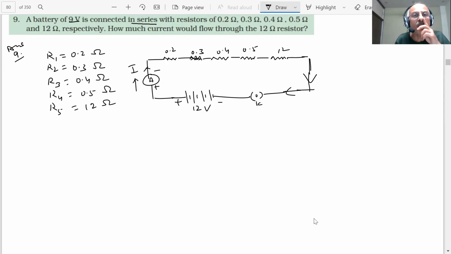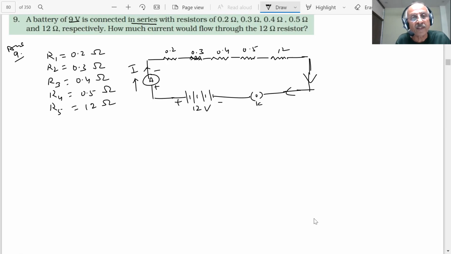So what is happening, student? How much current would flow through the 12 ohm resistor? You have 1 to 2 minutes to answer the question, students. What is the answer coming?